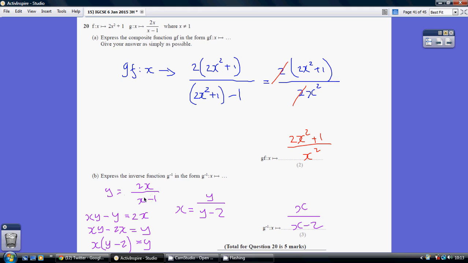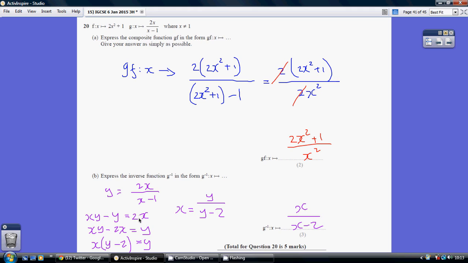So we need to start off by making a one level problem. So how do we undo a dividing by x minus 1? We multiply both sides by x minus 1. Y times x minus 1 is xy minus y. So xy minus y equals 2x.